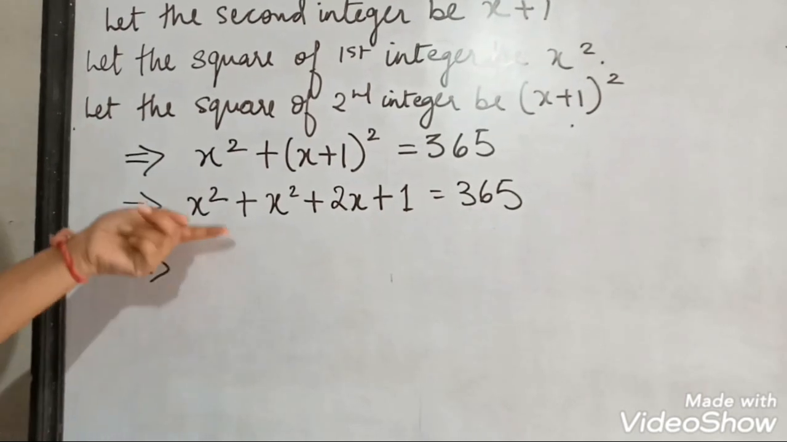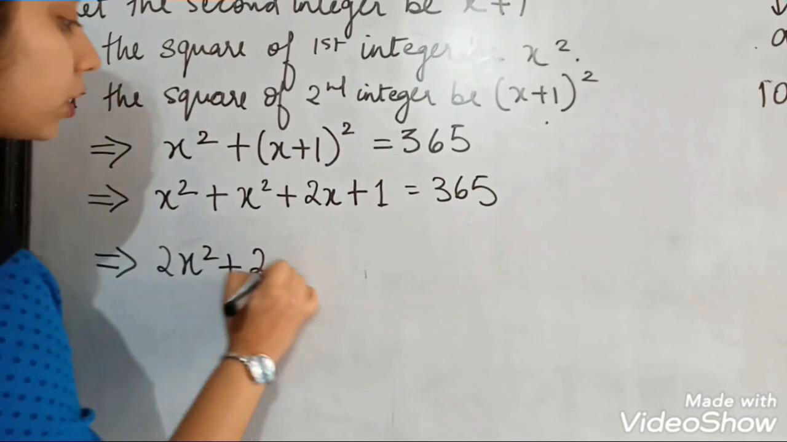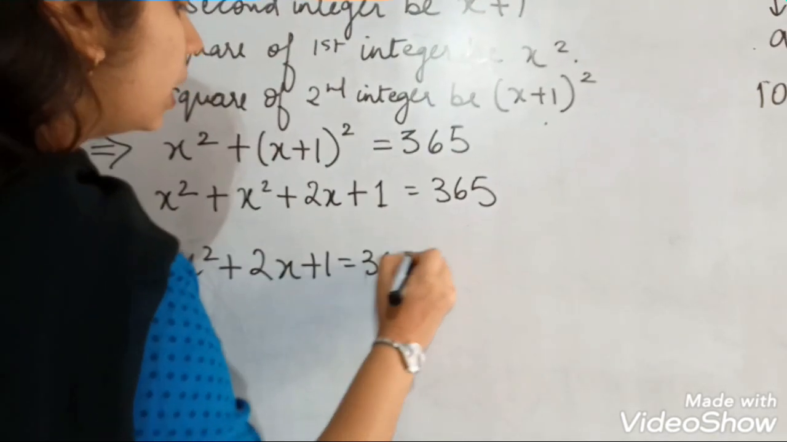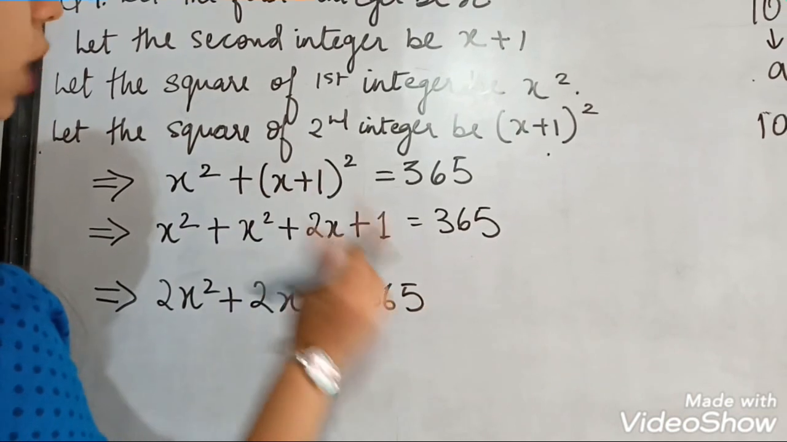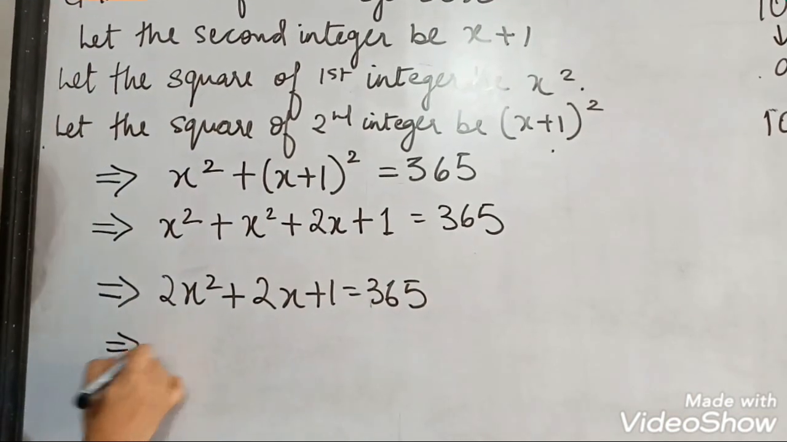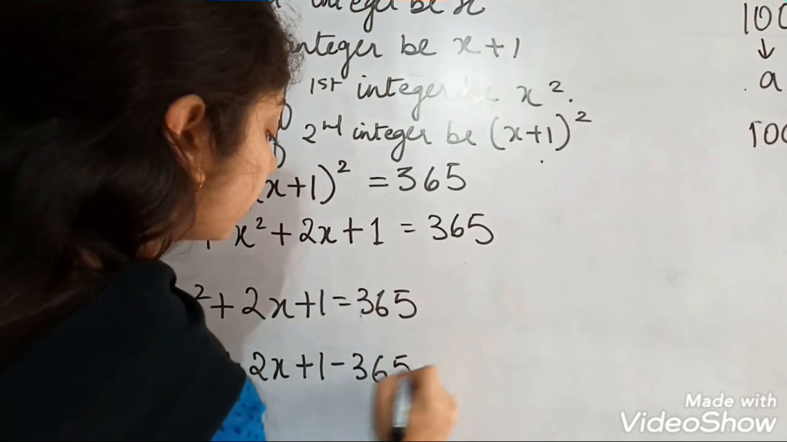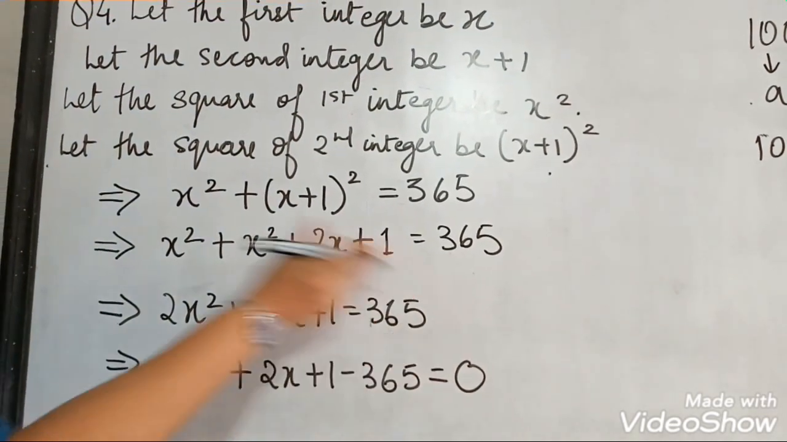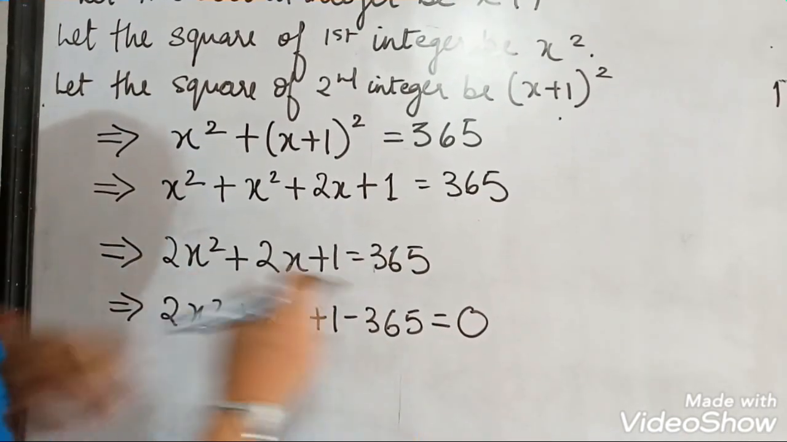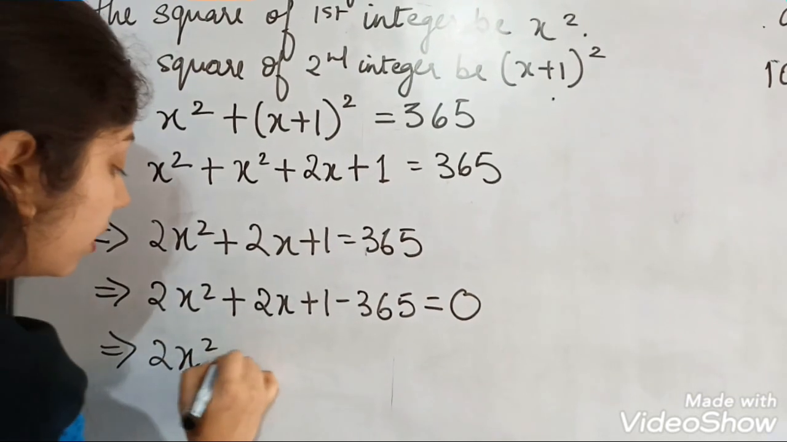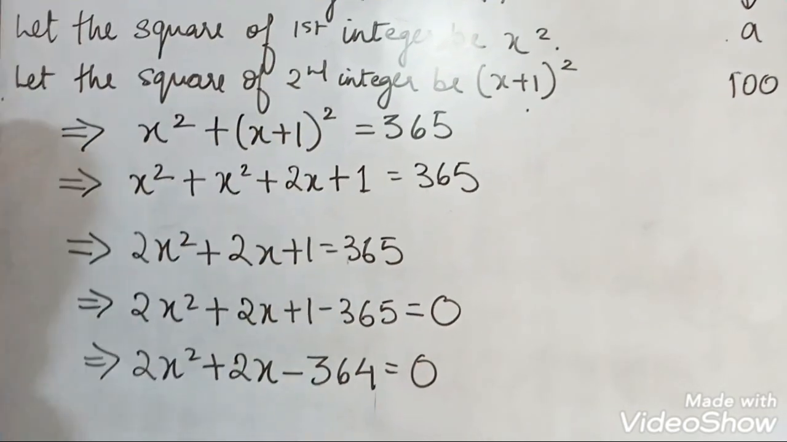Now over here children, you can see that there are two terms of x square, so let us add it. This will be 2x square plus 2x plus 1 equals to 365. Now I am going to transpose 365 to LHS. This will be 2x square plus 2x plus 1 minus 365 is equal to 0, because this 365 I have transposed to LHS. Now you can see there are two constants, plus 1 minus 36.